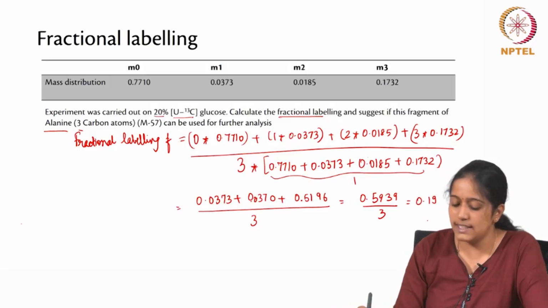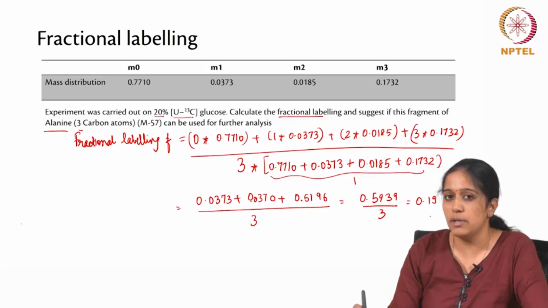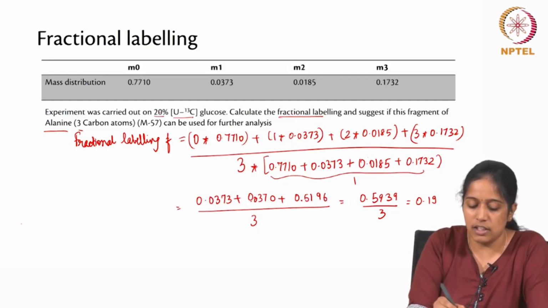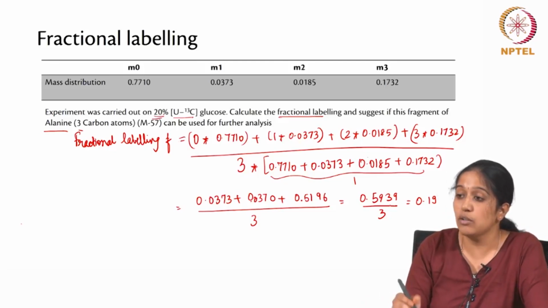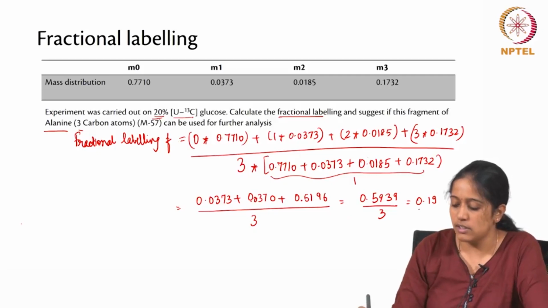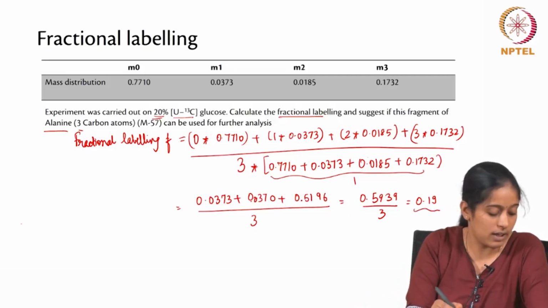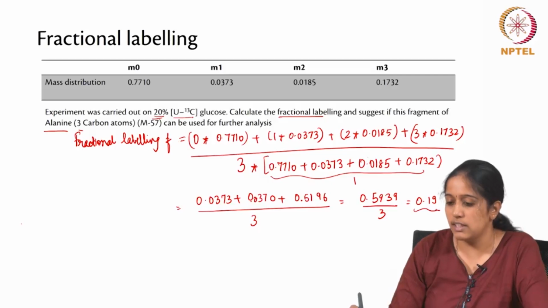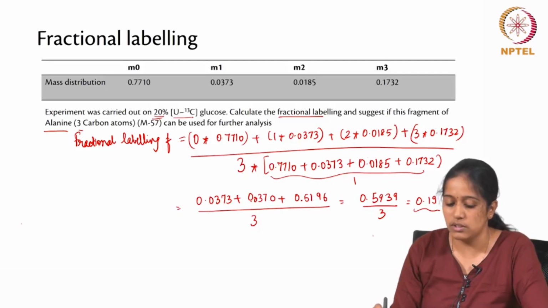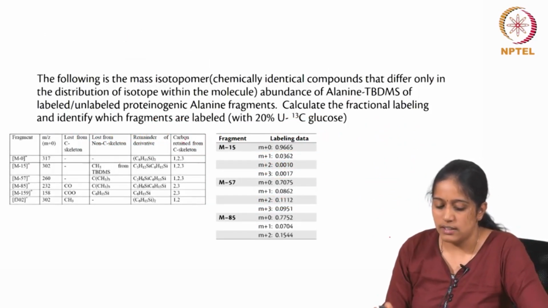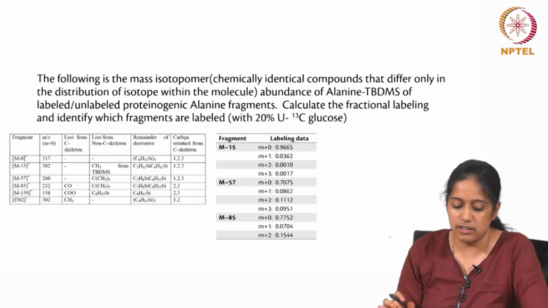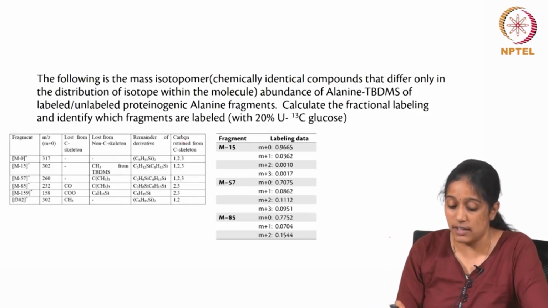So, if you observe this data, you get a fractional labeling of 0.19 when you have used 20% UC13 glucose, which means I can go ahead with this fragment because this is the level of confidence I have. So, I have 0.19 is the labeling that I observe when I give 20%, that is 0.2 glucose. So, this is how you calculate fractional labeling. In the next example, it is again to identify the fractional labelings and identify which fragments are labeled.